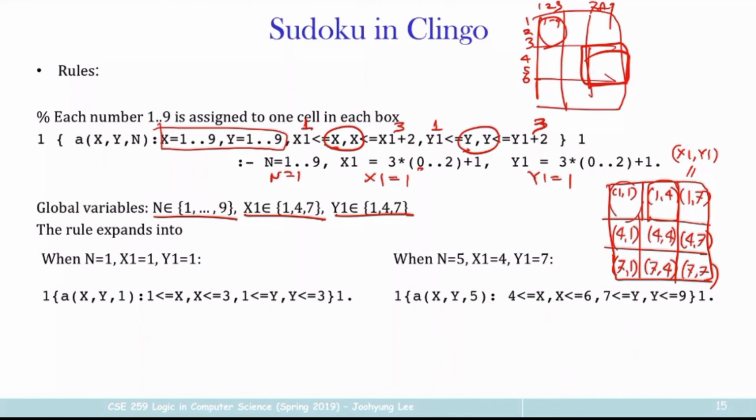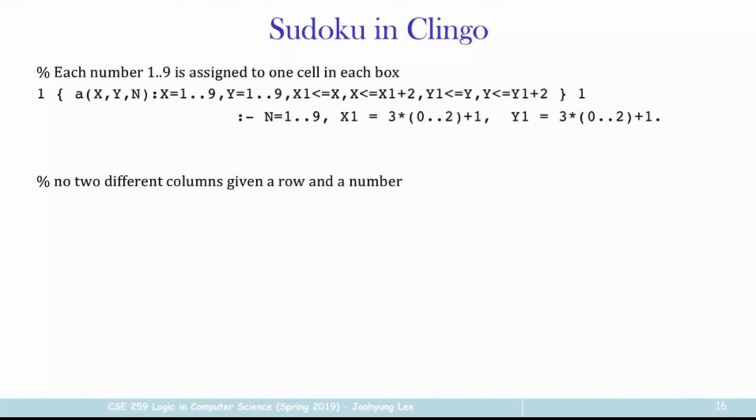All right, any question here? This is the most difficult part, and once we do that, the rest is easy. What are the rules that we have to say? No two different columns given a row and a number. Given this row number and the digit, we shouldn't have the same numbers on that row. Suppose you have the same row x and you have the same number n in 2 different columns, that violates the constraint.